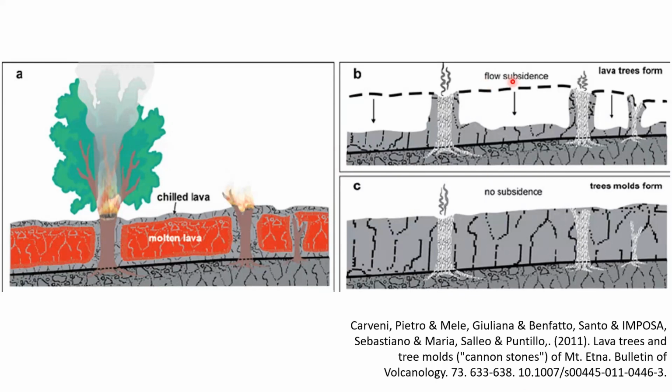Basically, the difference between lava trees and tree molds is that in the lava trees, the level of the lava subsided, but the part of the lava that was encasing the tree remains. And so then you have what looks like a tree of rock sticking up out of the ground. Not a tree, but like a rock sticking up out of the ground. Whereas a tree mold, the lava didn't subside, and so there's just your ground with holes in it.